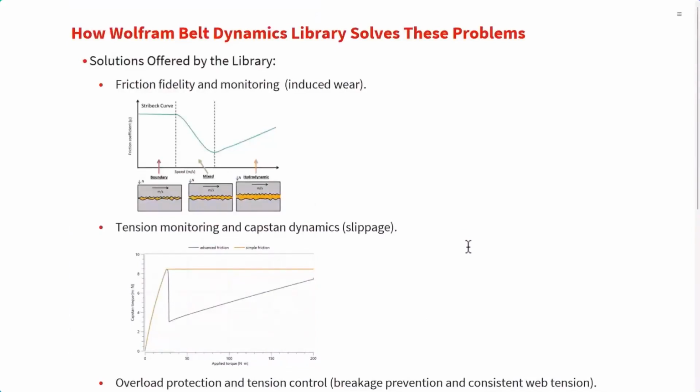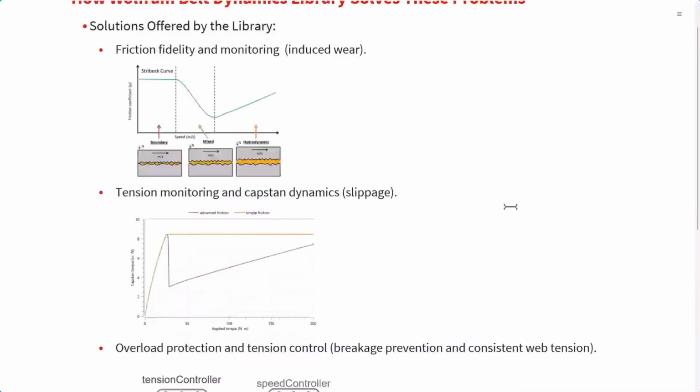Okay, now let's look at how the Wolfram Belt Dynamics library can help address these problems. The first solution the library offers is friction fidelity and monitoring. The library offers precise friction modeling and management, which helps in reducing wear and tear. Another one is the tension monitoring and the capstan dynamic. The library basically enables users to monitor tension and manage capstan effects, allowing users to detect and prevent slippage.